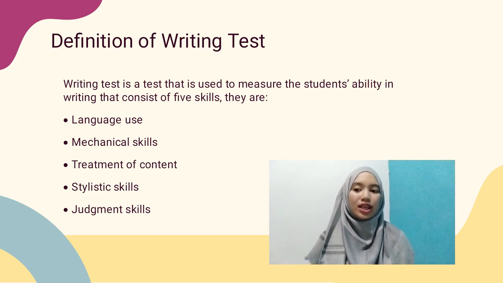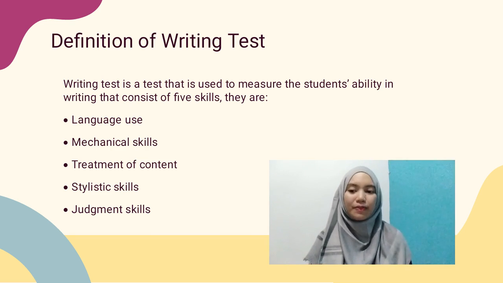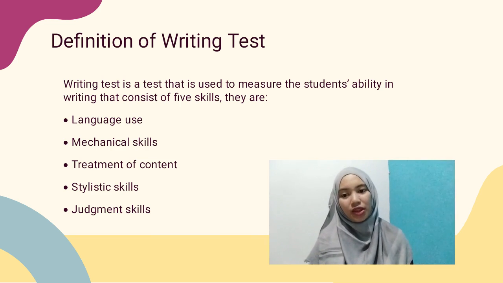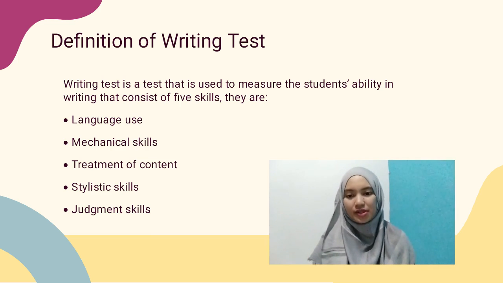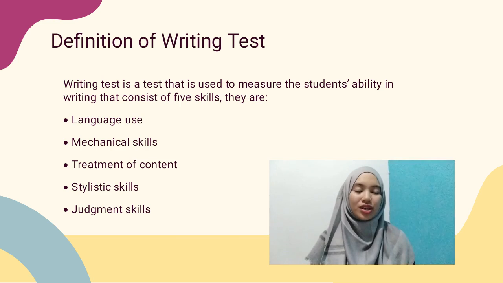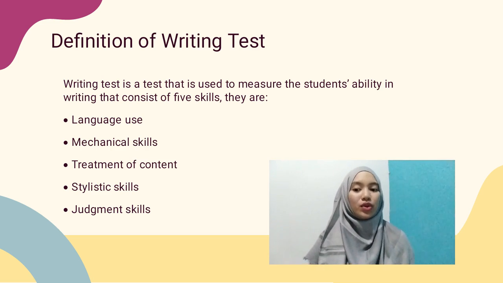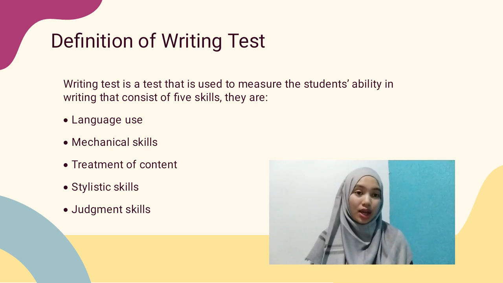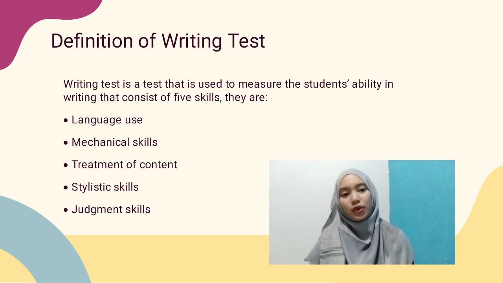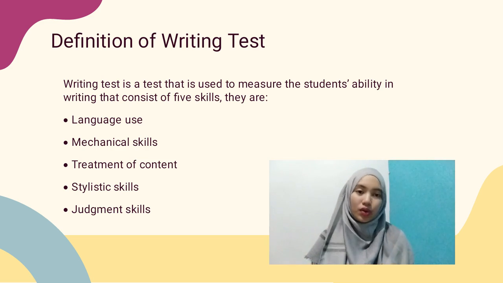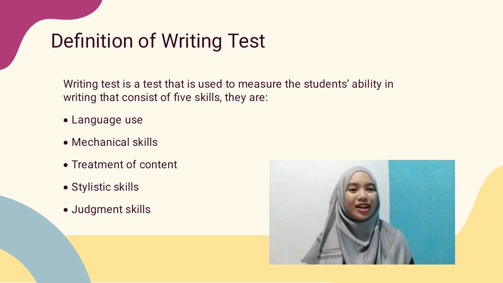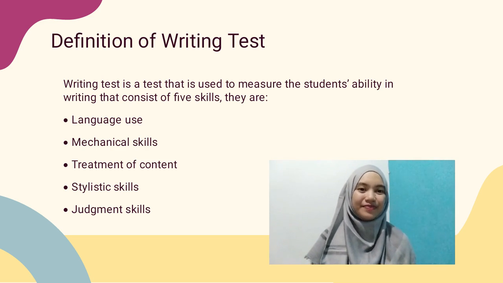And then the fourth one is stylistic skills, which is the ability to manipulate sentences and paragraphs and use language effectively. And then the last one is judgment skills, which is the ability to write in an appropriate manner for a particular purpose with a particular audience. So that's the definition of writing test. Let's move to the next content.